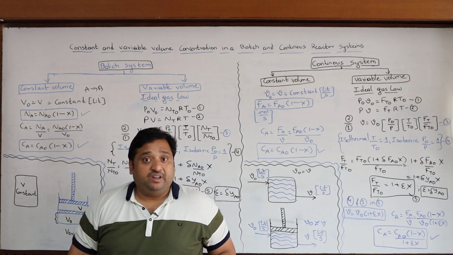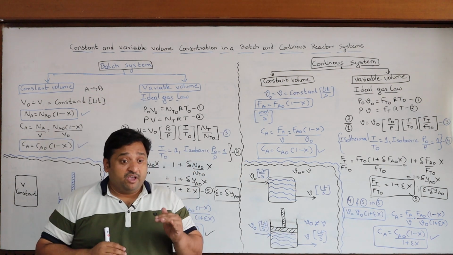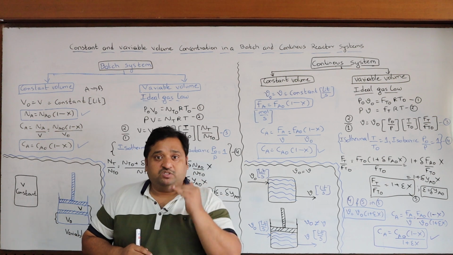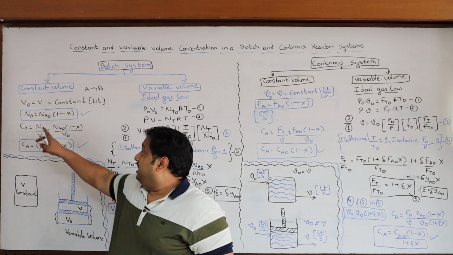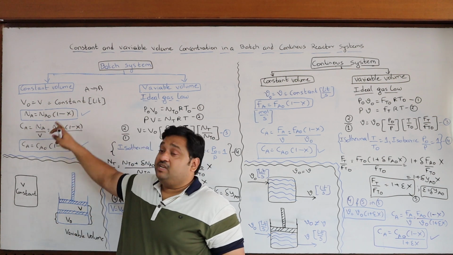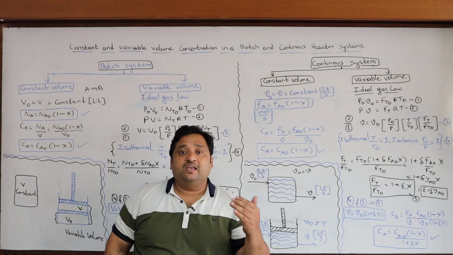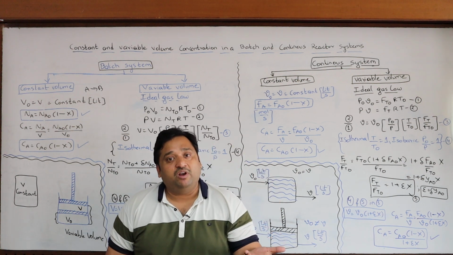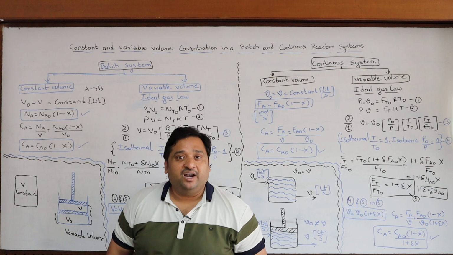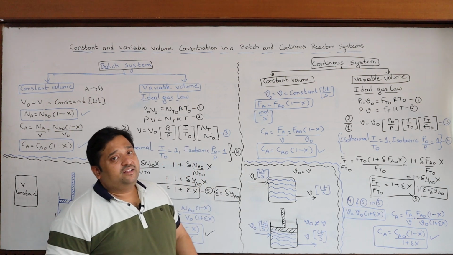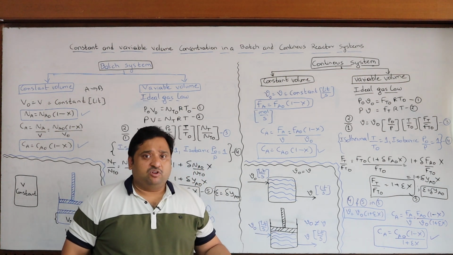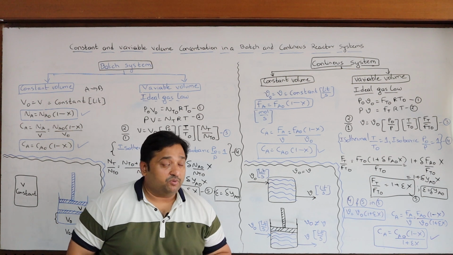Let us see what the variable volume looks like. Because concentration is equal to moles by volume, I know Na equals Na0 into (1 minus x). If volume is changing, then how can I measure the change in volume? We have to take the help of the ideal gas law, or any other non-ideal equation of state can also be used to estimate the volumes.